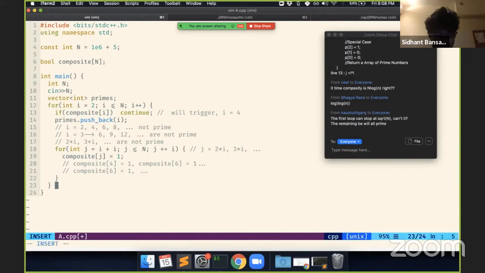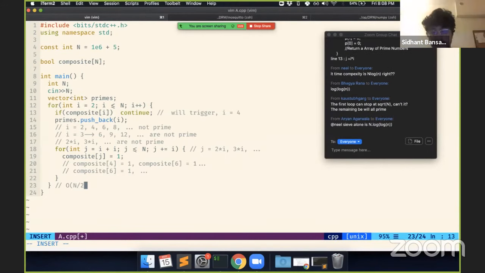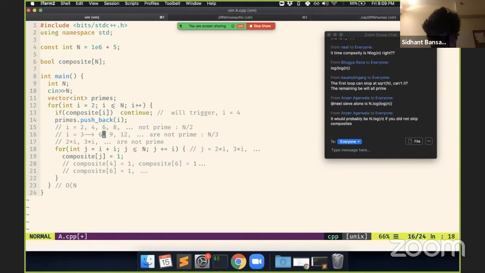So in case anyone still has doubts, go through Wikipedia or ask, if your question is trivial enough. The complexity of this thing: what's the complexity? When i was 2, how many steps did you take? You looped through 2, 4, 6, 8, and so on. This takes n by 2 steps. When i was 3, it took n by 3 steps because it ran through 3, 6, 9, 12, and so on. So it takes n by 2 steps, then n by 3 steps.